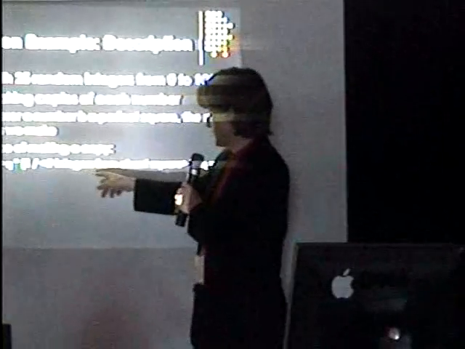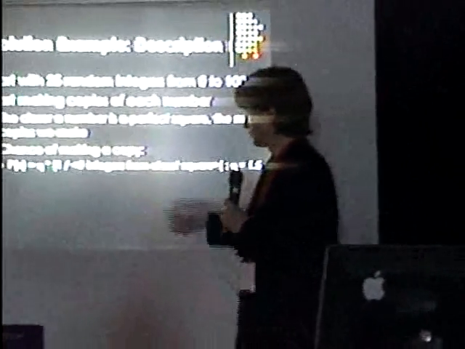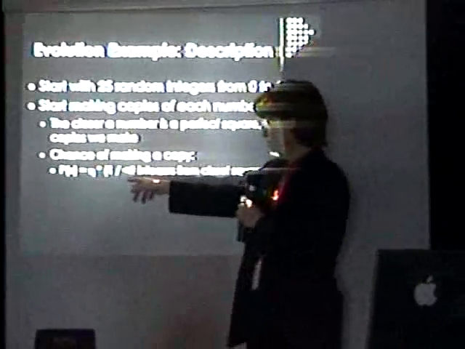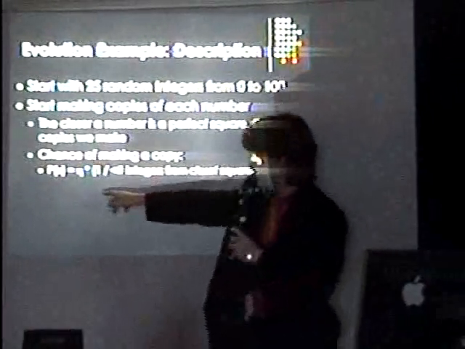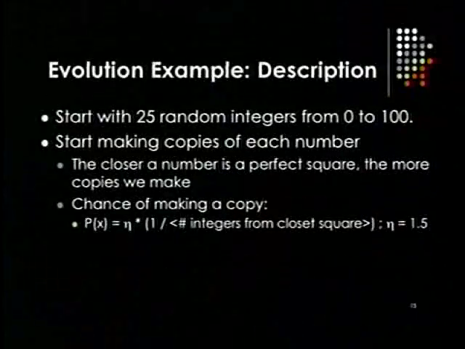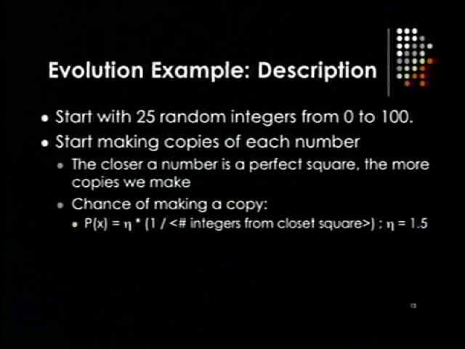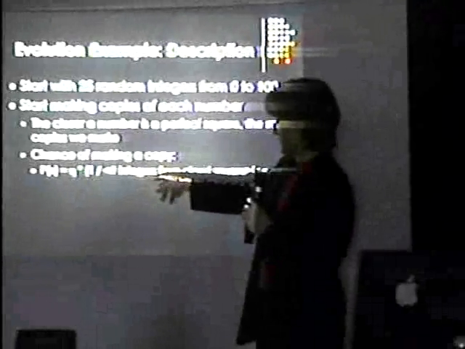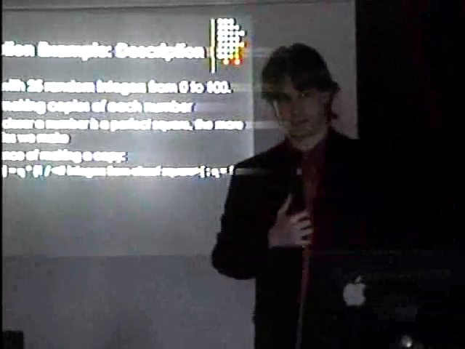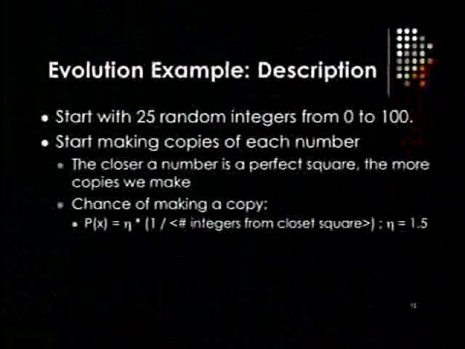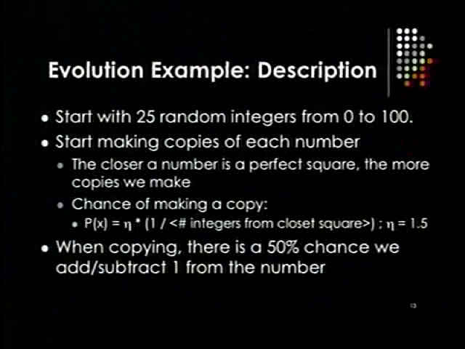So this should be pretty clear. Let's say your number was 5. So your chance of reproducing would be 0.2 times 1.5. Now, if you're a skeptic here, don't let this bother you. This basically makes anything survive. For example, unless you're directly on it, your likelihood of reproducing is going to be below 1. So basically, this prevents everything except the absolute best from dying out. I assure you, there's no trickery here. And of course, when copying, there's a half chance we'll add or subtract one from our number. So again, pretty simple.